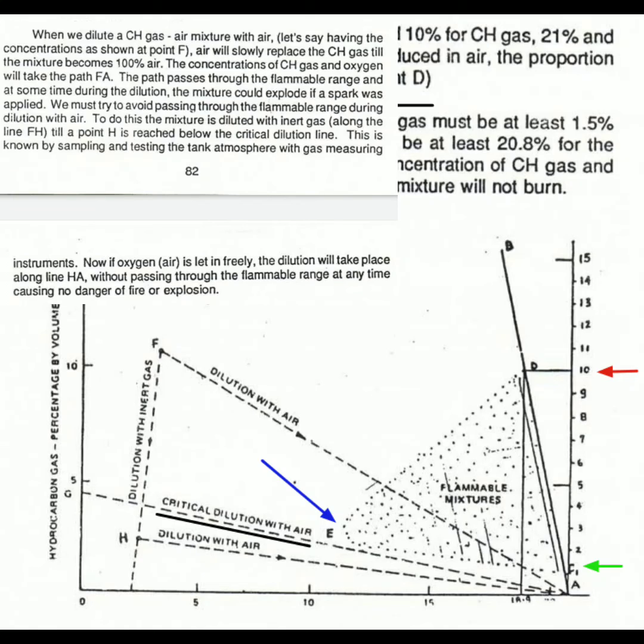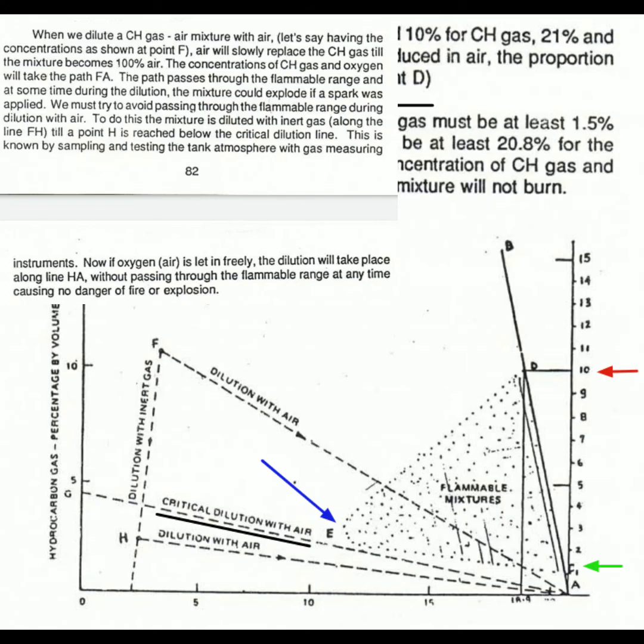To do this, the mixture is first diluted with inert gas along the line FH till a point H is reached below the critical dilution line. This is known by sampling and testing the tank atmosphere with gas measuring instruments. From point H onwards, if air is let in freely, the dilution takes place along the line HA. This HA line does not pass through the flammable region, so it will not cause any danger of fire or explosion.